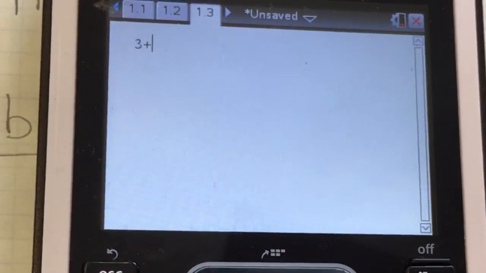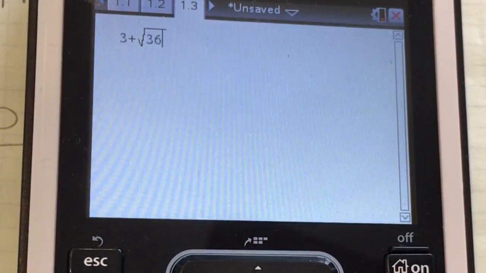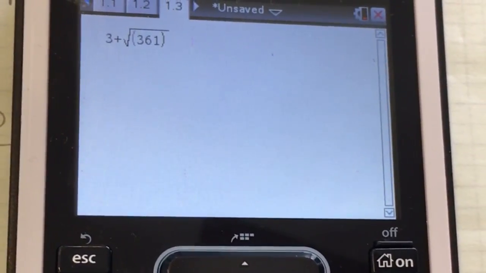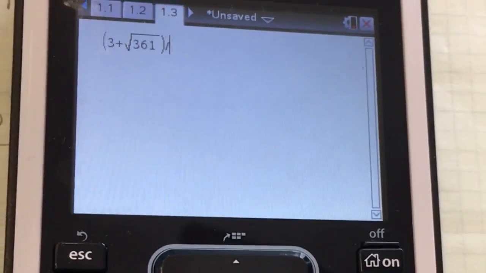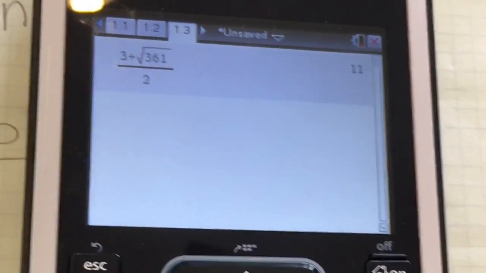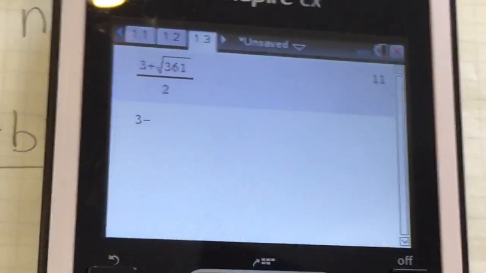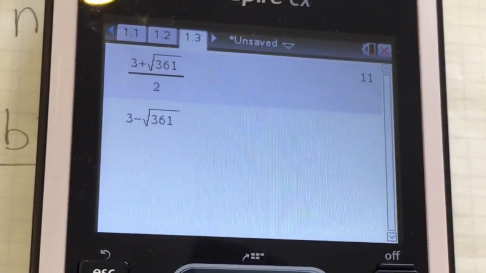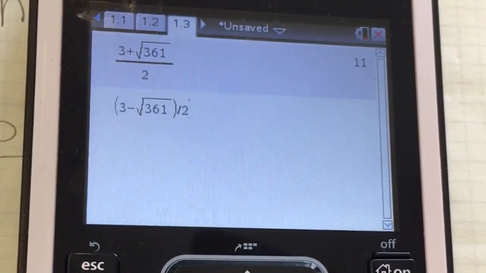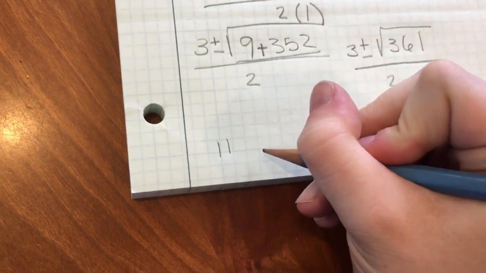So the next step is to plug that into your calculator. 3 plus the square root of 361 over 2, and that equals 11, and then you have to do 3 minus the square root of 361 over 2. And that answer is negative 8. So those are your answers, 11 and negative 8.